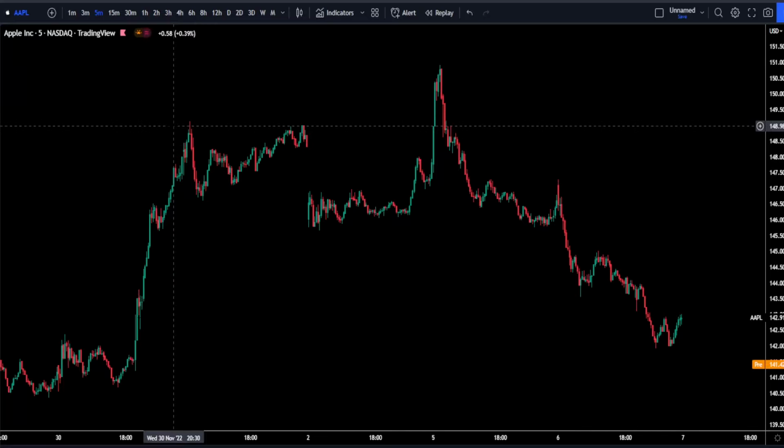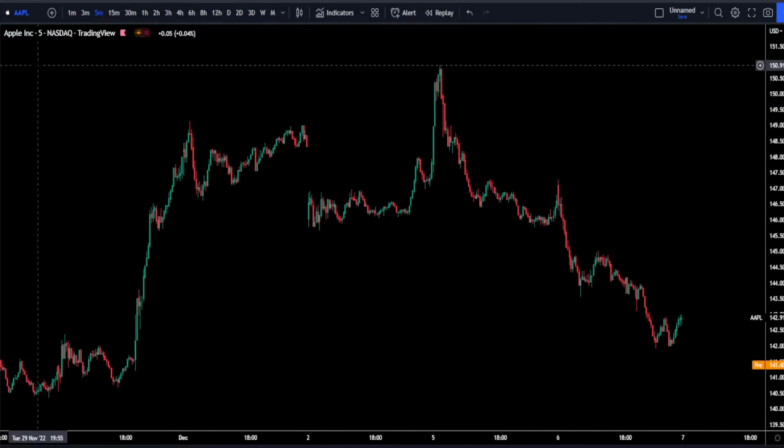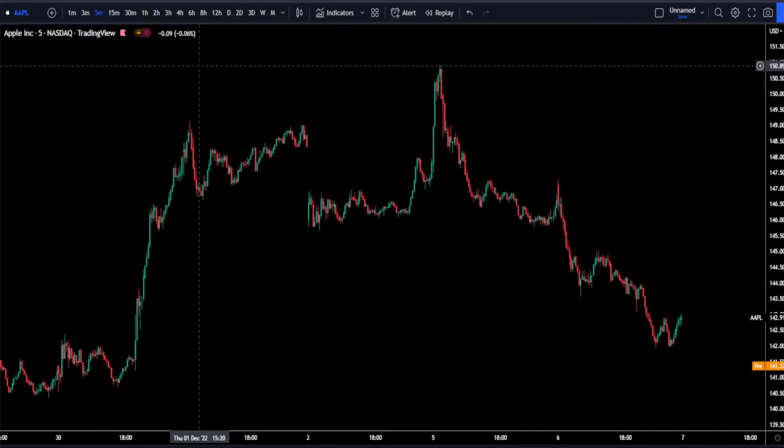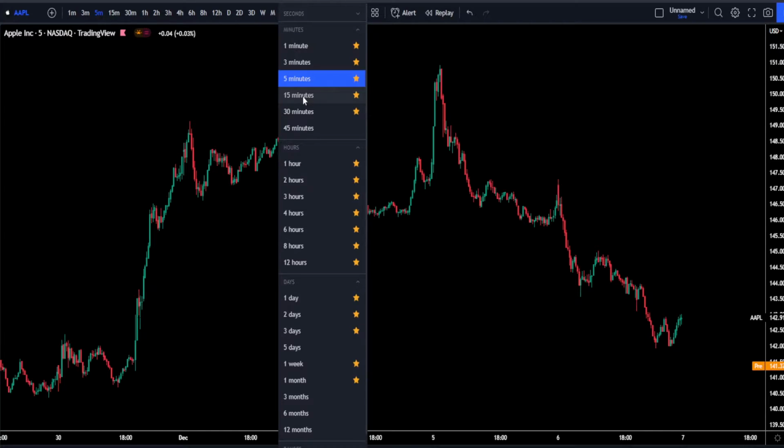Okay, for my backtesting, I'm going to be using the price of Apple on a 5-minute time frame. If you prefer trading on higher time frames, don't worry, because you can use this strategy on the 15-minute, the 1 hour, and even on the daily chart.